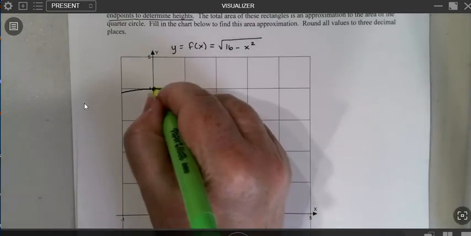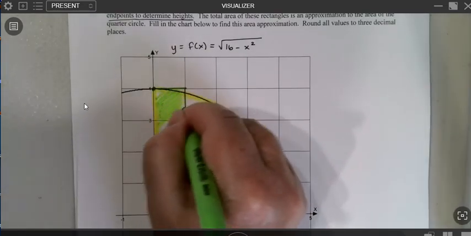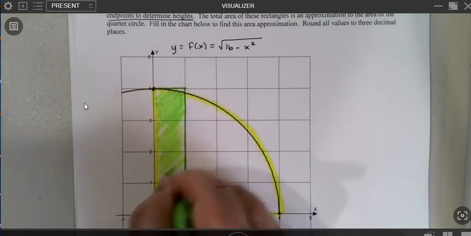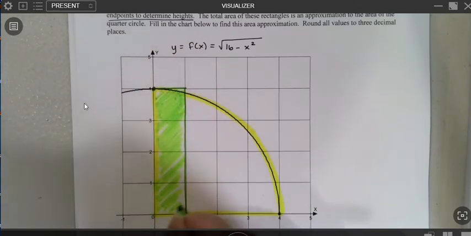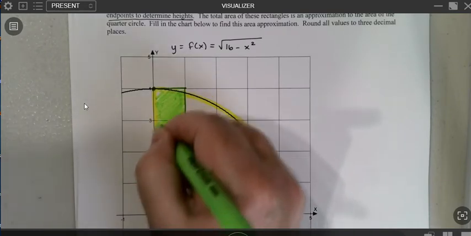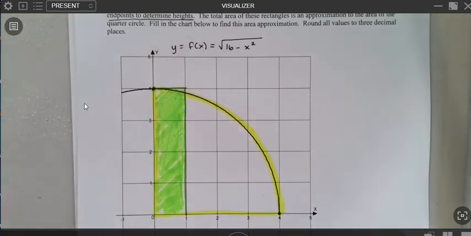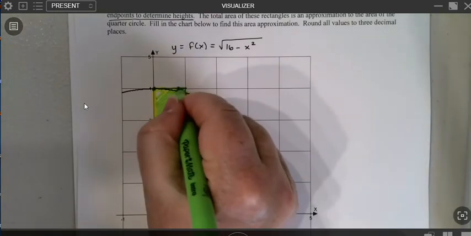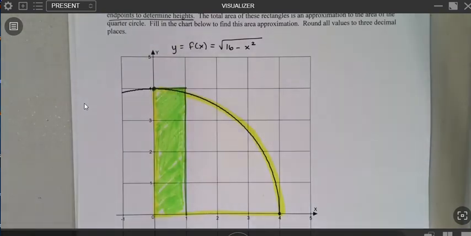And I'm going to say the area of this whole rectangle can be used to approximate the area under the circle between 0 and 1. Right? Now, clearly it's not perfect. There's actually a little bit of extra area up here in the corner that belongs to the rectangle that wasn't really in the circle. But this is an approximation, so I'm going to be okay with that.